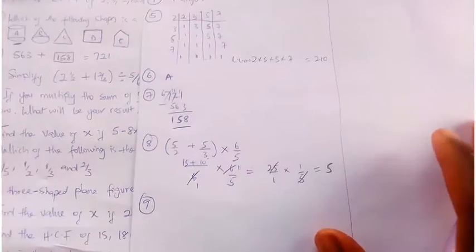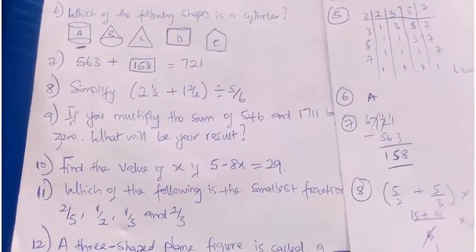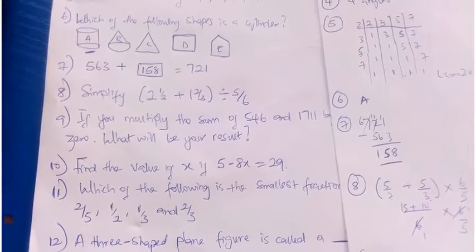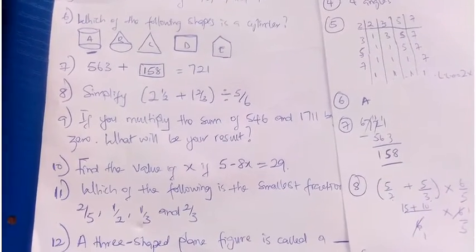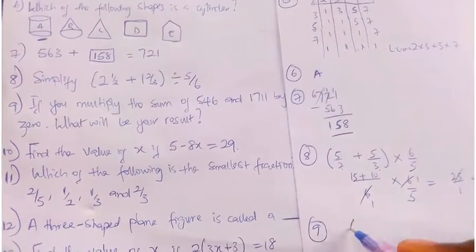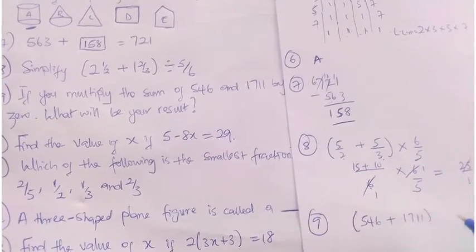Okay, so number 9 question. Let's just know what we're doing while solving this question so we will not make mistakes. Number 9 question says, if you multiply the sum of this and this by 0, what will be your result? It means 546 plus 1711, all times what?